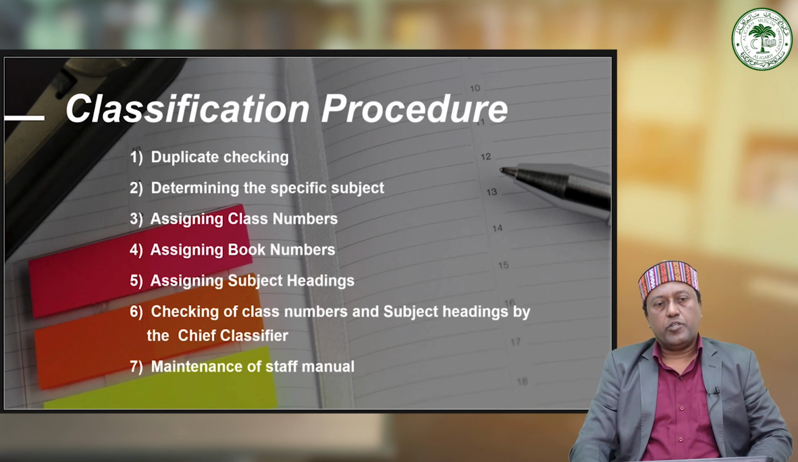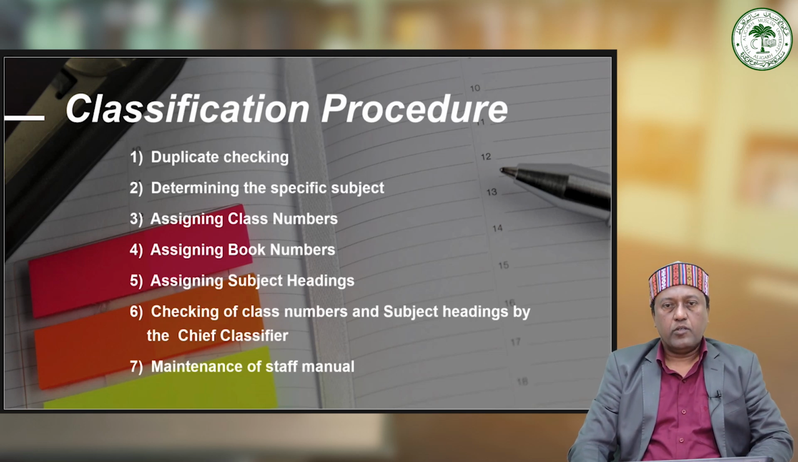So the classification procedure, you can see these are the steps of classification. Whenever a new document comes to the technical section, definitely it has to go by a certain process. So these are the 7 steps by which the classification process is completed.